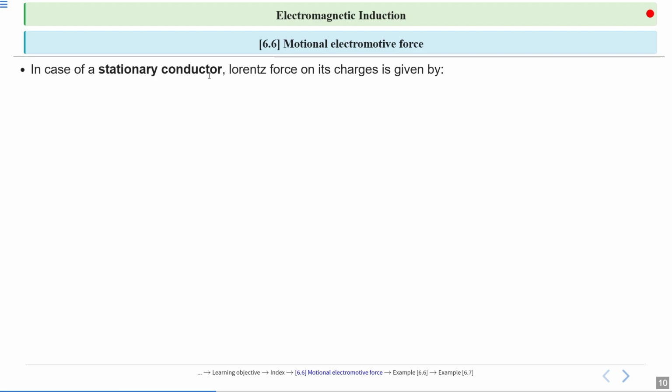In case of a stationary conductor, the Lorentz force on its charges is given by F equal to Q times E plus V cross B, equal to Q E. Now you may think, what is the direction or polarity of the EMF or the direction of induced current? You may know that by this, or you can also apply Lenz's law here. It will oppose the cause which is producing it. Due to the motion of the conductor, EMF is being induced, so it will oppose the motion of the conductor.